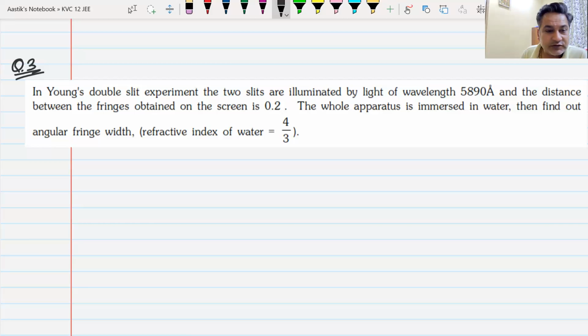In Young's double slit experiment, the two slits are illuminated, and the distance between the fringes is obtained on the screen. Sir, 88.35. I don't know what you're talking about. What are you getting? Let me see. The distance between the fringes obtained. So what is given here?